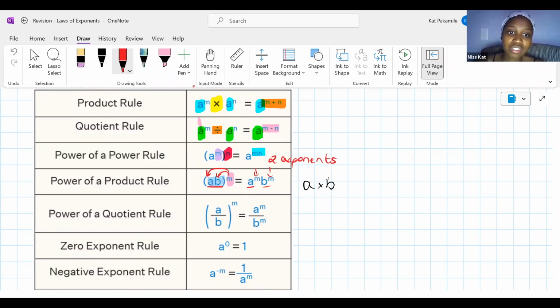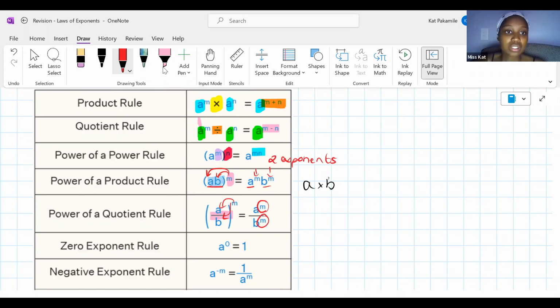Law number 5 is the same as the one we just did. In this case, we are just dividing instead of multiplying. So same case, we're dividing two different bases, A and B. So you have to distribute. So A gets M, as well as B gets M.